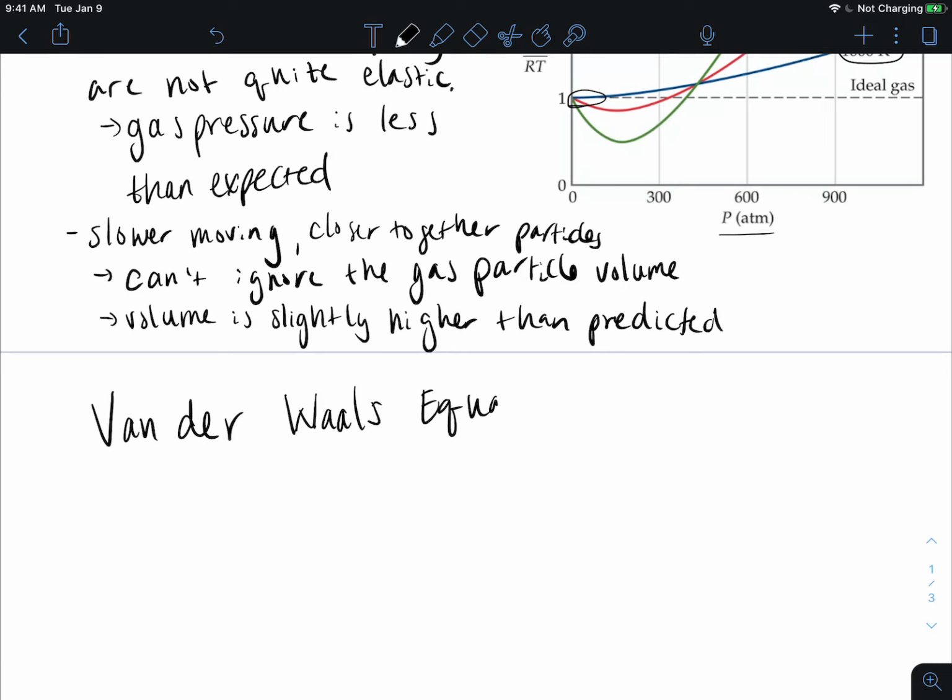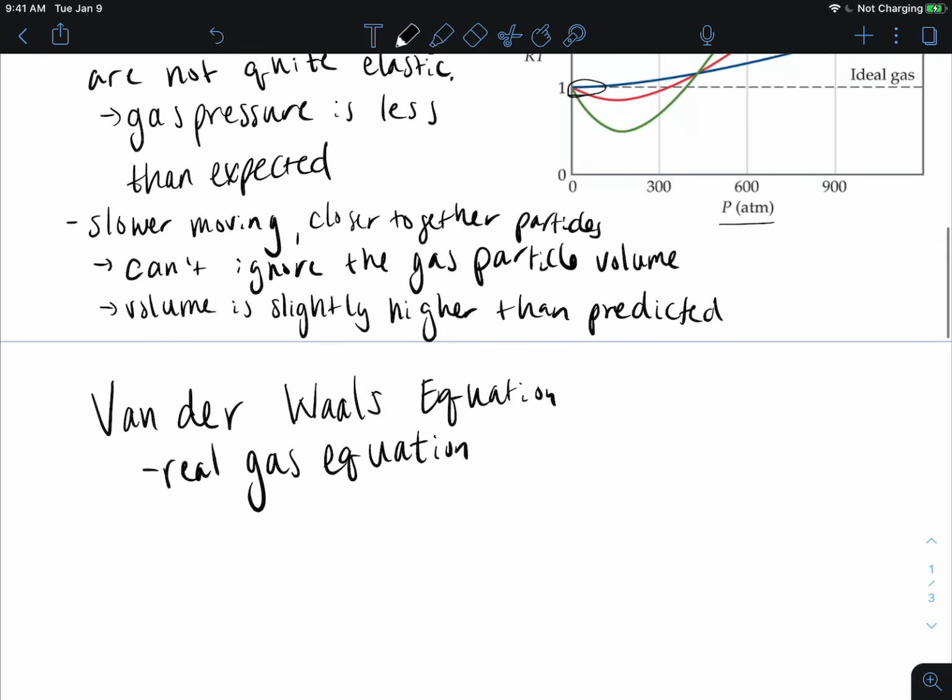So our van der Waals equation takes into account how a real gas behaves. So this is a real gas equation. Because we have lower pressures and higher volumes, both the pressure term and the volume term are going to be changed in our van der Waals equation.